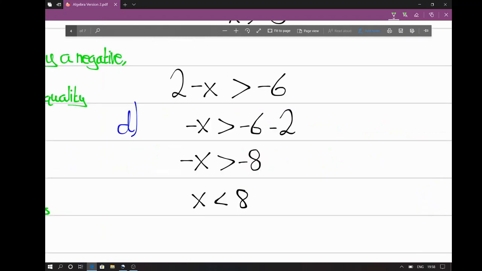A slightly more complicated example, 2 minus x greater than minus 6. That becomes bringing 2 across, making it negative, or subtracting 2 on both sides. You'll end up with minus x greater than minus 6 minus 2. Minus x will then be greater than minus 8, so when you divide across by the minus 1, you're going to end up with x on the left, 8 on the right, but this greater than now becomes less than. So our x is less than 8.